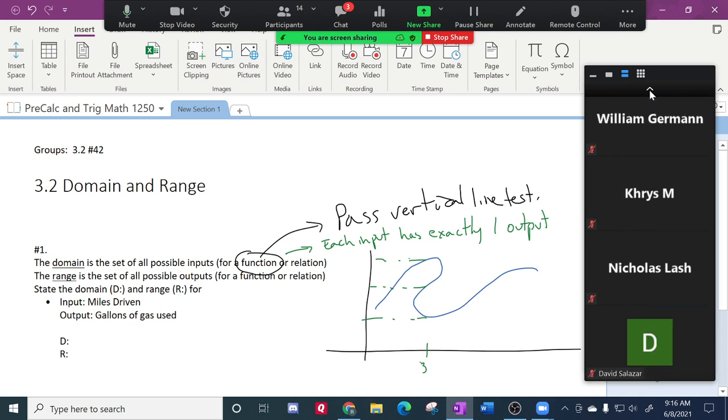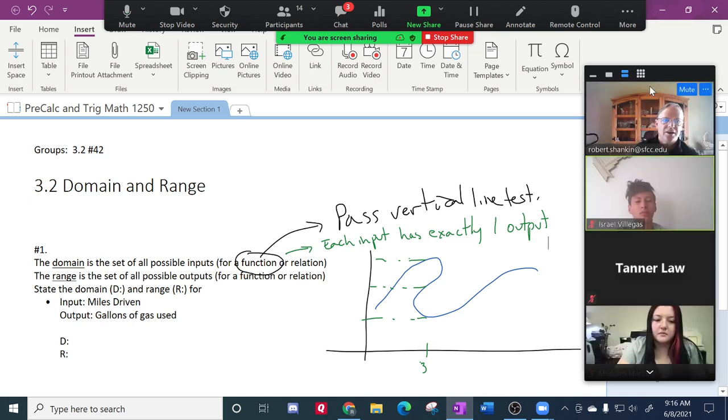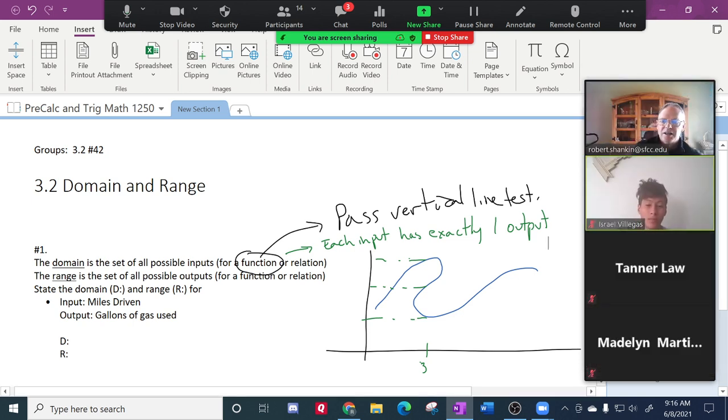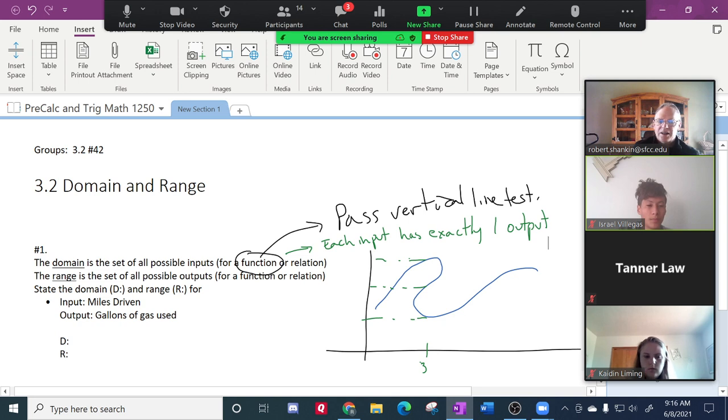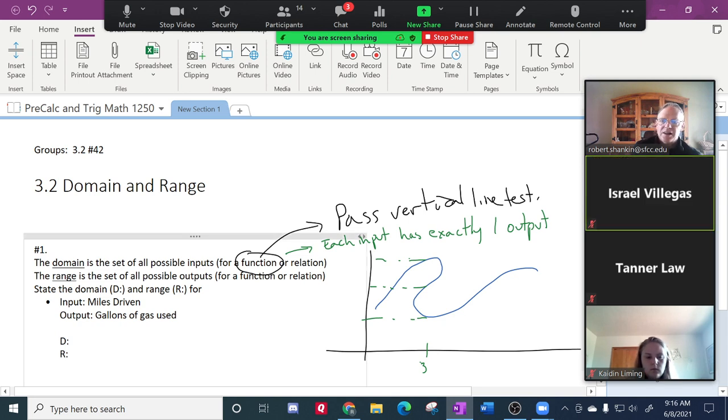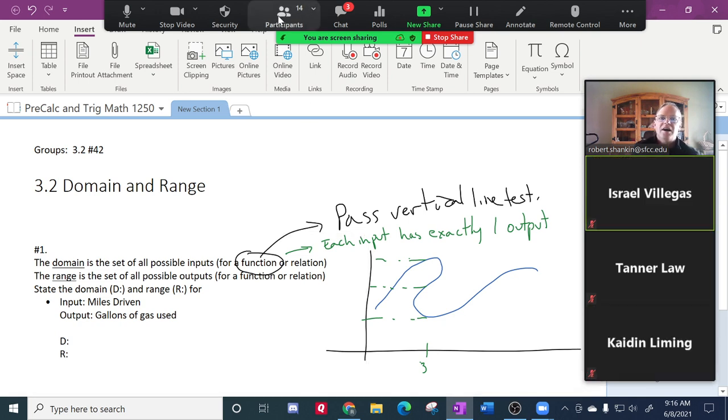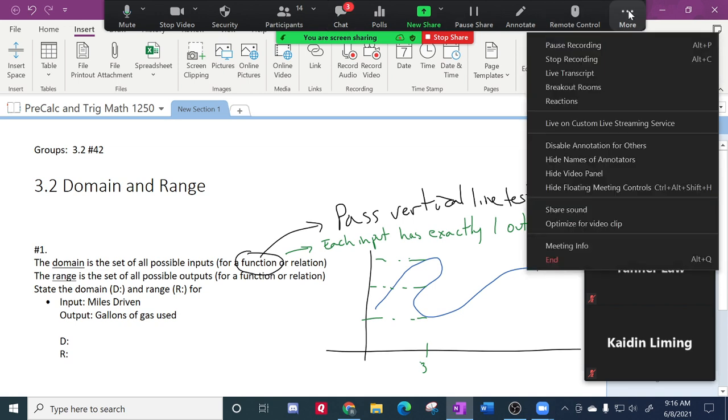And yes, you can turn your cameras off now. Send you into breakout rooms.